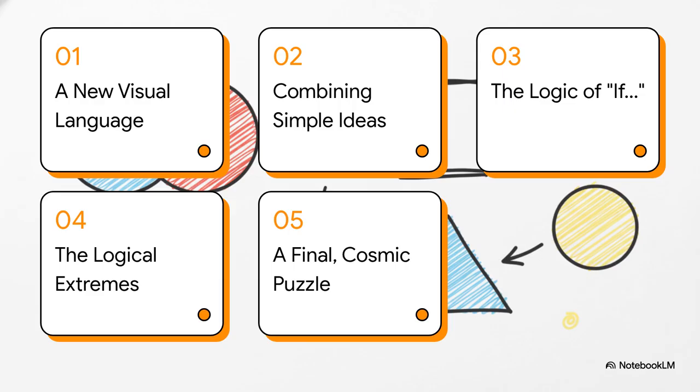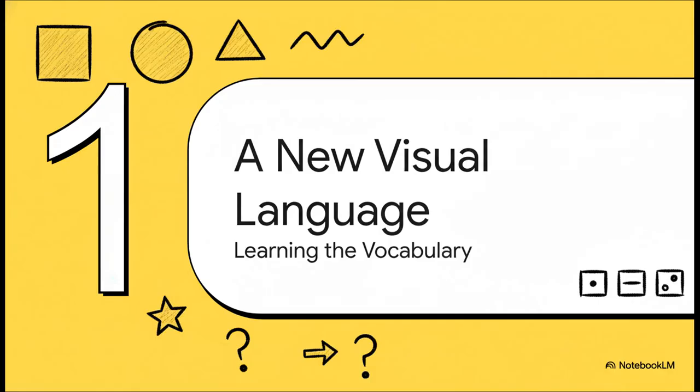All right, so here's the game plan. We're going to start with the absolute basics. Then we'll build up to making more complex sentences. After that, we'll look at the absolute limits of logic, and we'll wrap things up with a little mystery that the source material left for us to solve. First up, let's learn a new visual language. And like with any language, you gotta learn the basic words before you can start stringing together sentences.